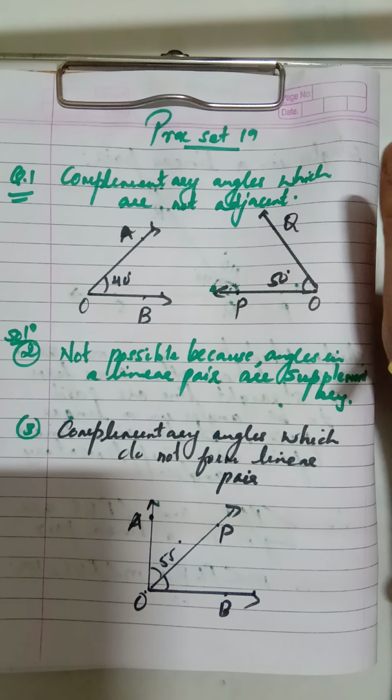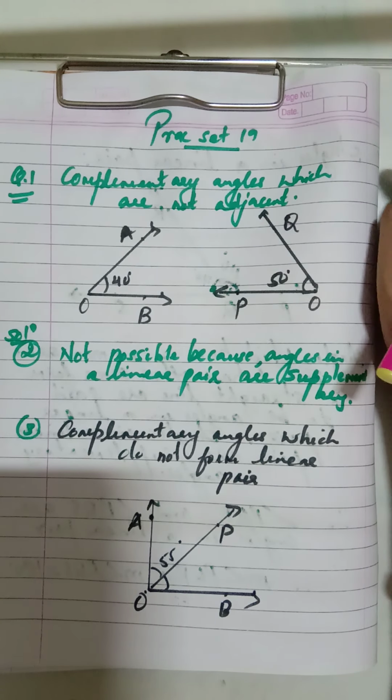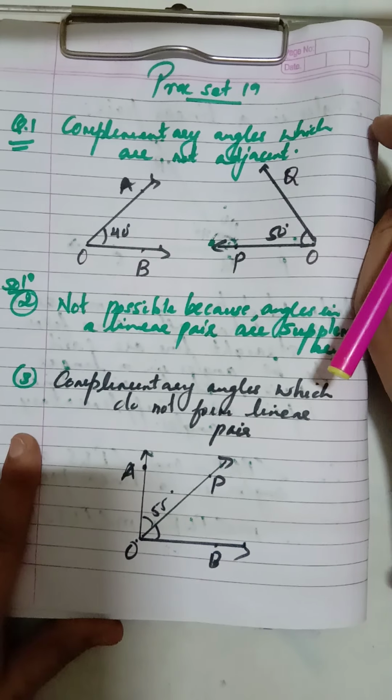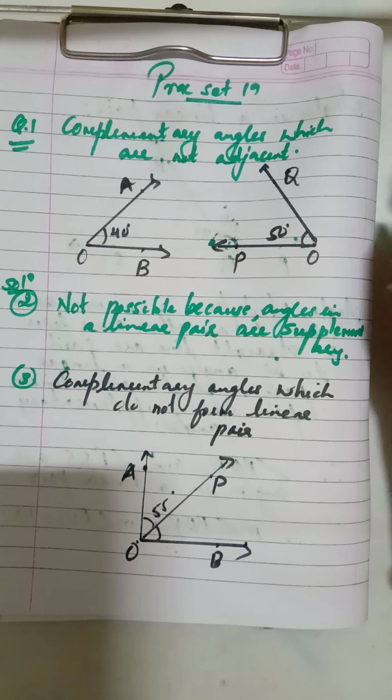You are also going to draw nicely in your class book. Now let us move to the second question. It is given that angles in a linear pair, which are not supplementary. Now see children, just now I have explained that angles in a linear pair will be supplementary, that means they are going to be 180 degrees. So is it possible to draw a figure in which angles are a linear pair and they are not supplementary?